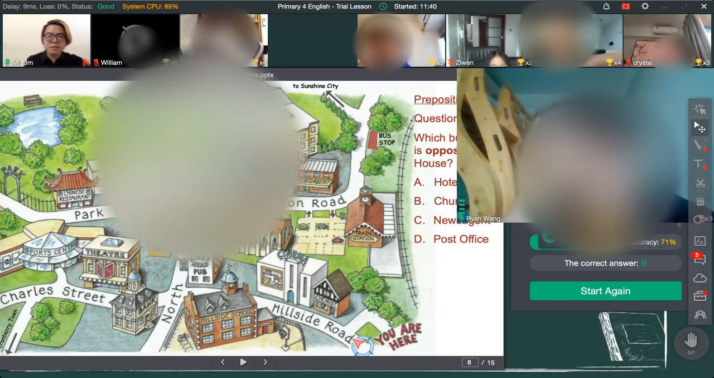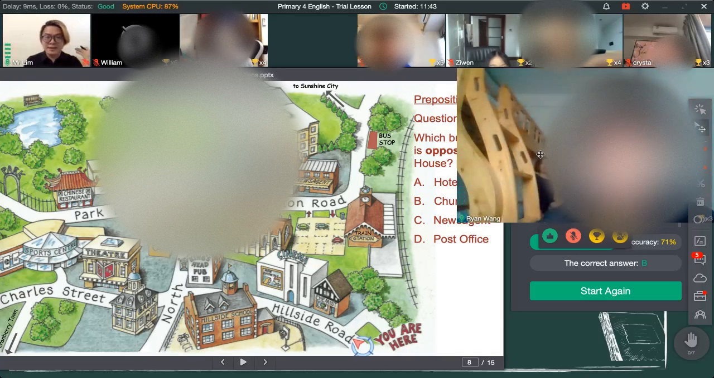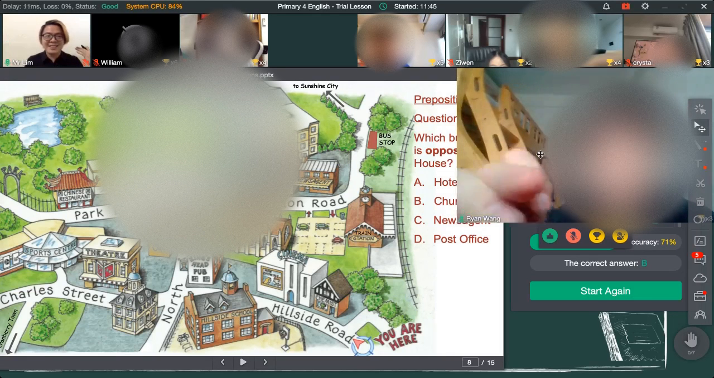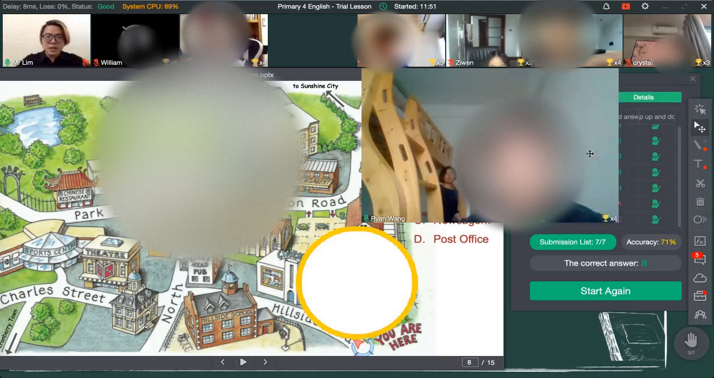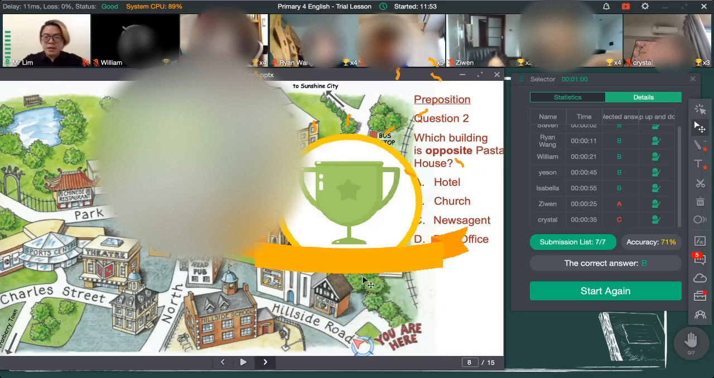How do I explain this? Right. The Grand Hotel is behind the pasta house, right? So you're going to look at where the pasta house is facing. Okay, so well done here. Thank you for the explanation. Right, okay, let's go on to the next question.